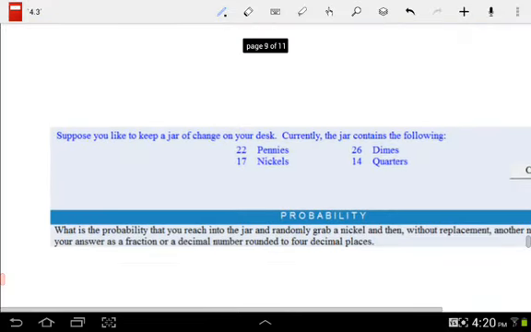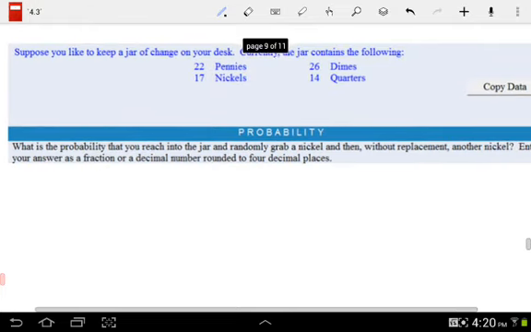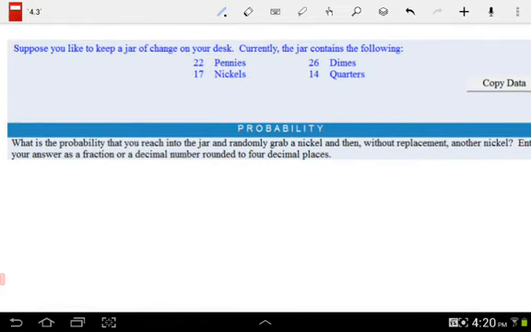Okay, let's look at some similar questions here. So suppose you'd like to keep a jar of change on your desk. Currently the jar contains the following. I'm not going to read through this. What is the probability that you reach into the jar and randomly grab a nickel, then, without replacement, grab another nickel? There again, without replacement, so I'm not putting the nickel back, affects this probability.